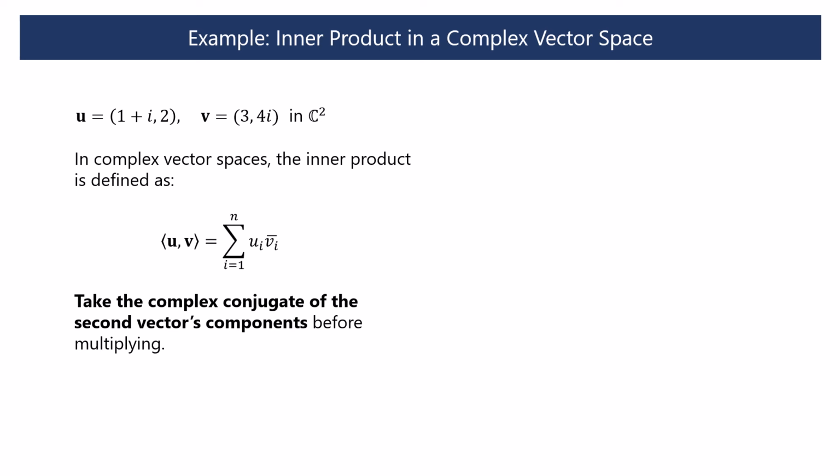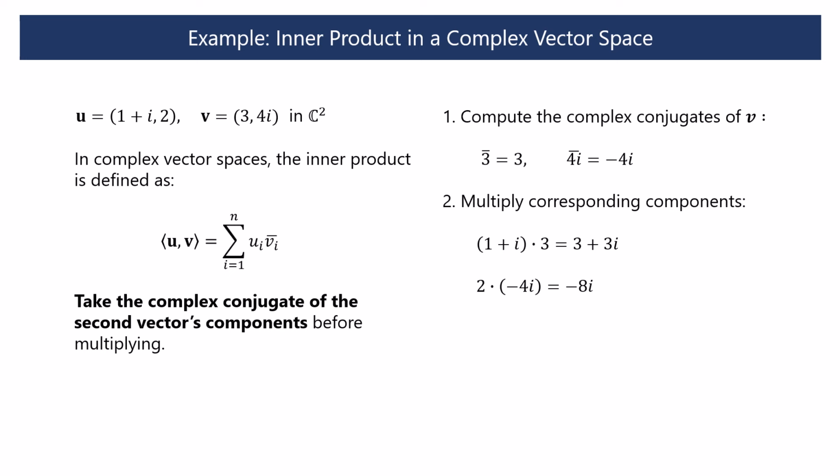Let's see an example of inner product in a complex vector space. For two complex vectors u and v in complex vector spaces, the inner product is defined in this way. That is, take the complex conjugate of the second vector's components before multiplying. Let's see the calculation process step by step. First, compute the complex conjugates of v. Next, multiply corresponding components. Then, add the results. This is the final answer.